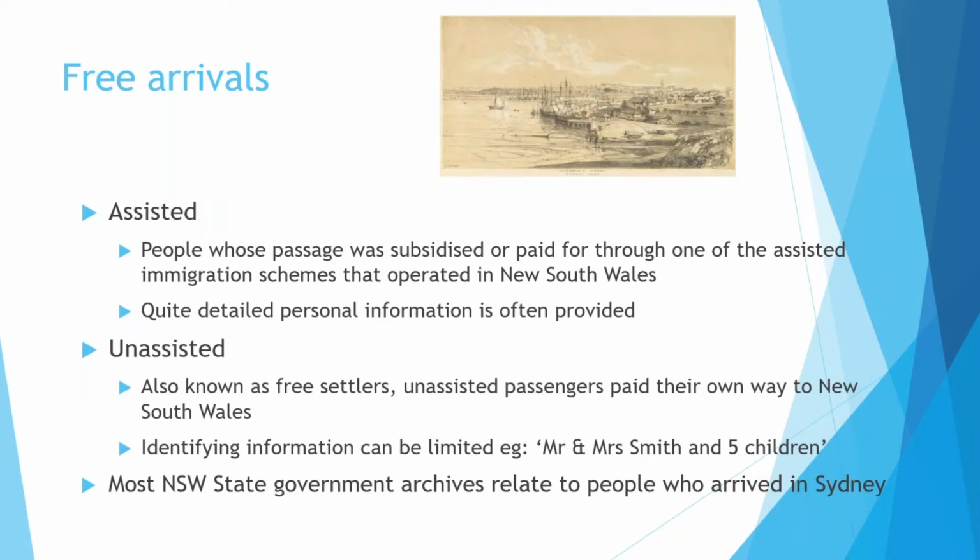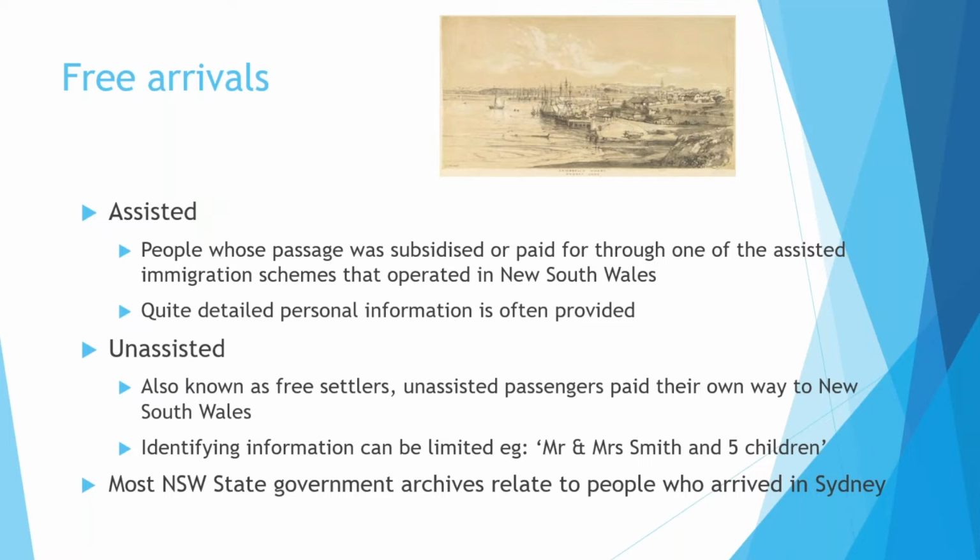In most cases, you're only going to get a name, and sometimes it might just be Mr. and Mrs. Smith and 5 children. So it can make it difficult to identify a person on an unassisted passenger list as the person that you're researching. Most of the arrivals in the New South Wales Government archives relate to arrivals in Sydney.